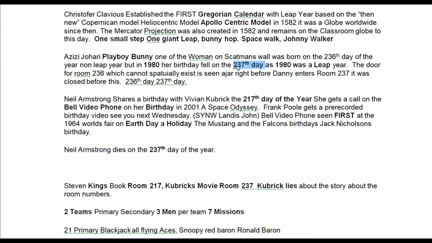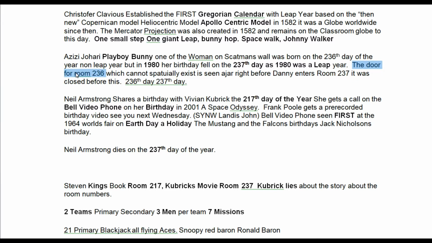This has become more apparent why this is an issue. If you notice when you watch the movie, the door to room 236, we see it for a split second before Danny goes into room 237, and we see the door of room 236 is a little bit open. It's like 2 inches open, and it was closed right before that. Now it's very hard to see. You really need a Blu-ray to see it. But you can see room 236 is partially open as he goes into room 237. So it's kind of telling you, okay, it's a leap year, room 236 is closed, you're now going to room 237.